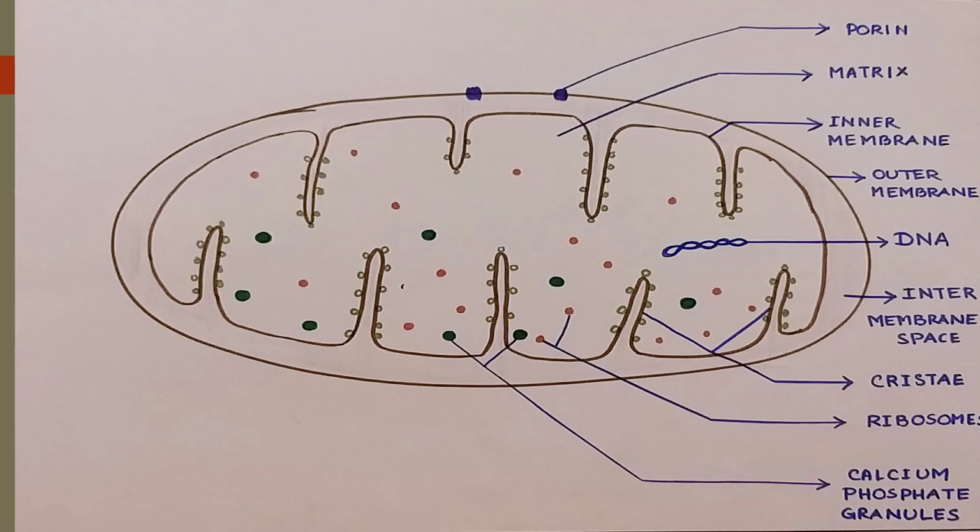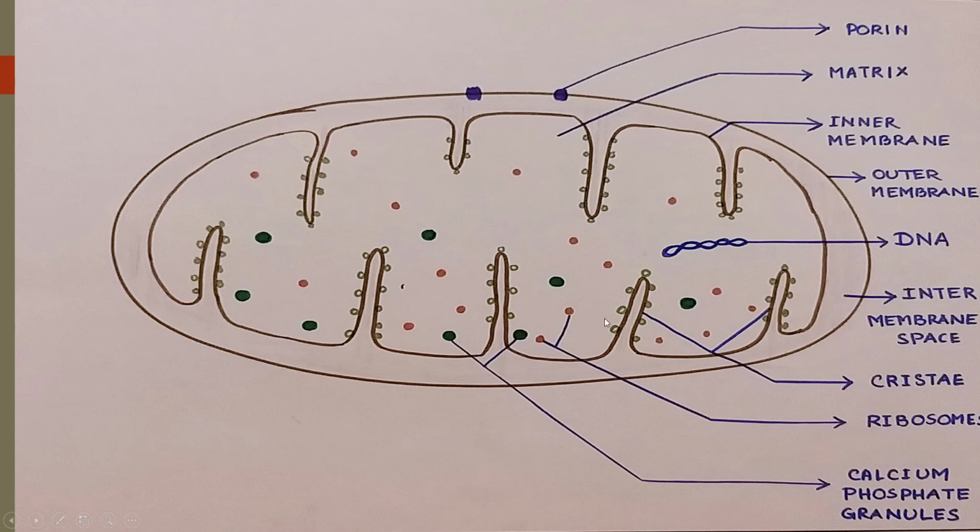Now carefully observe the structure. These violet dots over here represent porine. These are proteins which are present on the outer membrane of mitochondria. It is followed by this matrix. It has the inner membrane which folds inside to form the cristae. The space between the outer membrane and the inner membrane is known as the intermembrane space.